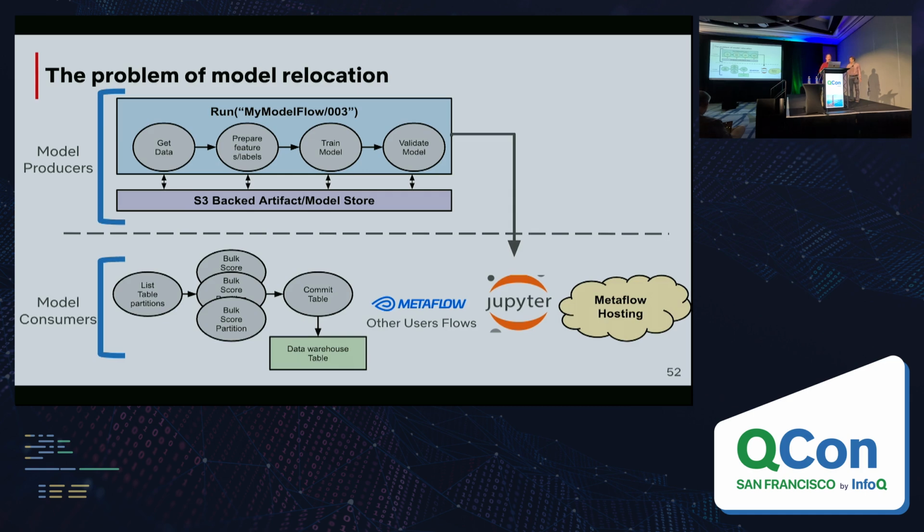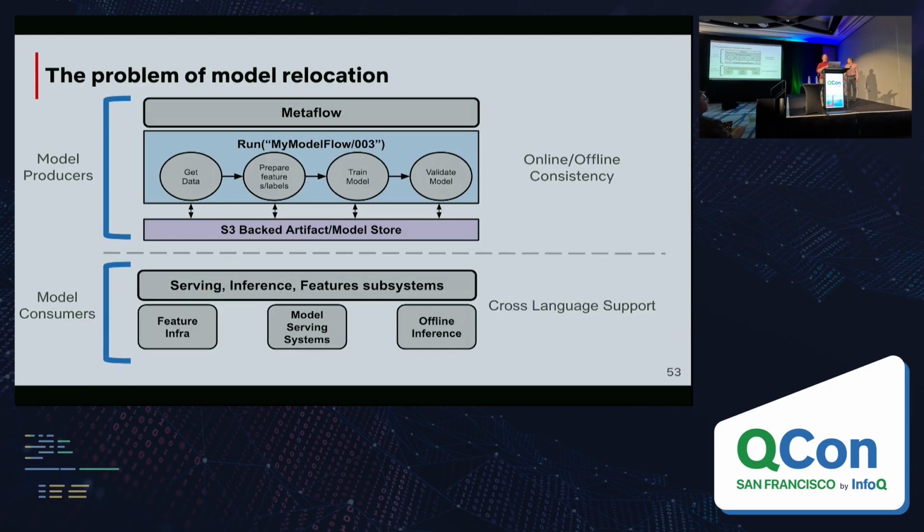So you train a model in Metaflow, but then I actually need to use it in all these other contexts. So it might be my own workflow that does some sort of a bulk scoring, like I had shown during the data section. It might be another user's workflow that doesn't know or care about the details of your model, like the dependencies or anything like that. It might be some other Python environment, like a Jupyter notebook, or it might even be the Metaflow hosting that Romain just described.